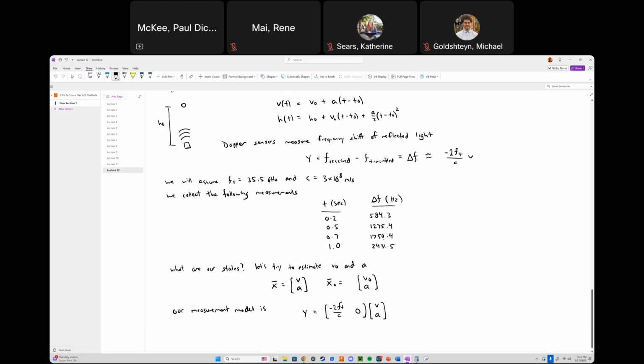You'll notice that we're not measuring acceleration directly. So you might say, oh, we're toast. We're never going to be able to observe a because we're not measuring it directly. Now, that's not necessarily the case. We'll see that once we do the next step, we introduce the state transition matrix. We actually are able to observe acceleration, but we are not able to observe position.